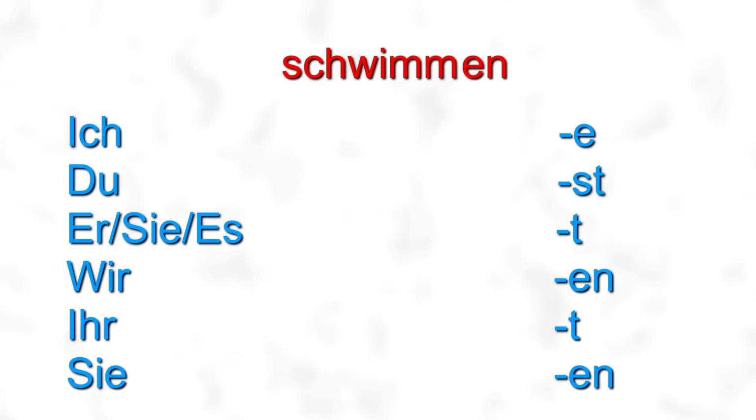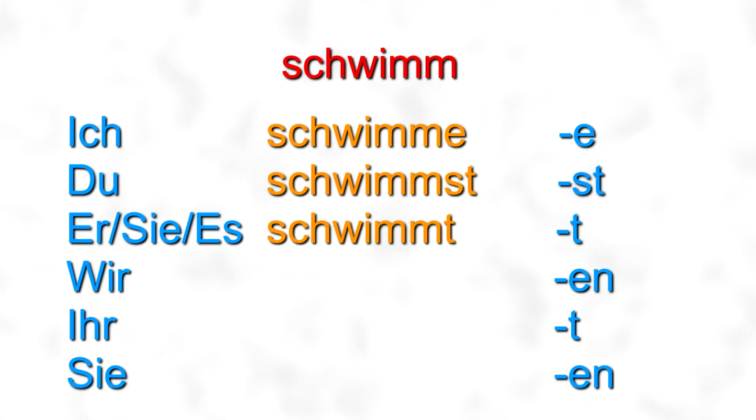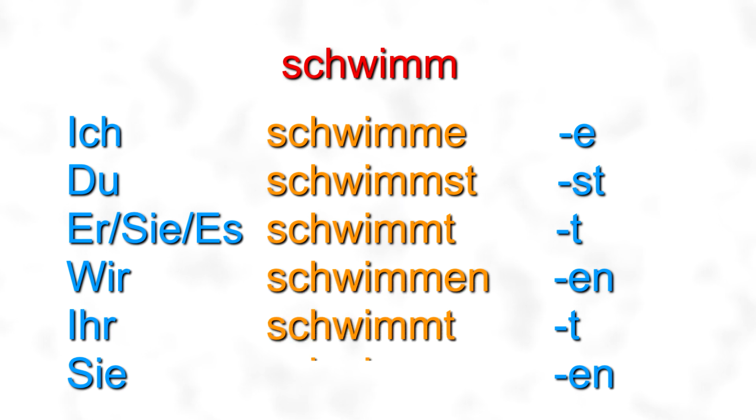Let's try it with the word schwimmen. We remove the en and get schwimm and add the endings to that stem. Ich schwimme, du schwimmst, er, sie, es schwimmt, wir schwimmen, ihr schwimmt, sie schwimmen.